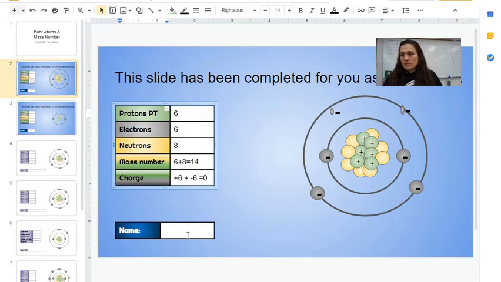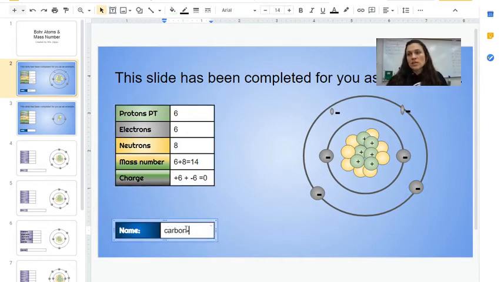So the name for this atom is carbon, but we're going to use its isotopic name, which I'll talk to you about on Thursday. After the name, you put a hyphen, and then you put its mass number. So carbon hyphen 14. Okay, done.